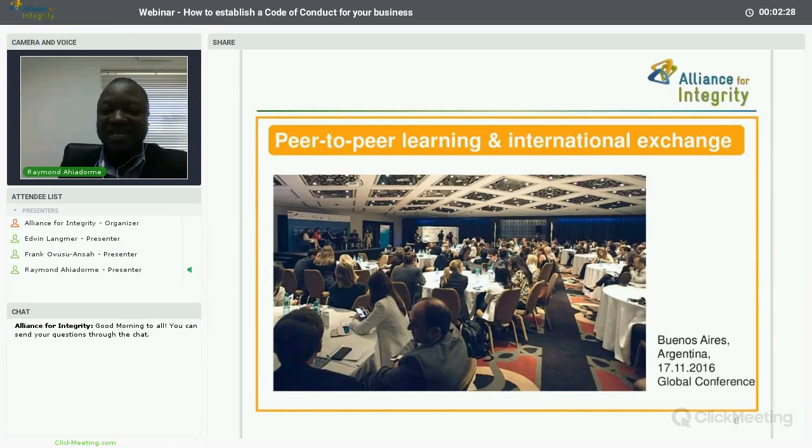The picture we see here is a peer-to-peer learning and international exchange going on in our last global conference in Buenos Aires, Argentina. For your information, the next global conference of the Alliance for Integrity comes off on the 22nd of February in Frankfurt, Germany. So for those of us who are interested and have not registered yet, this is the time. It's not too late. You can join us in Frankfurt for the Alliance for Integrity's global conference. There is information on how to register on our website.